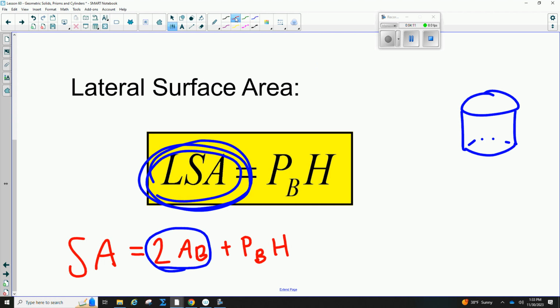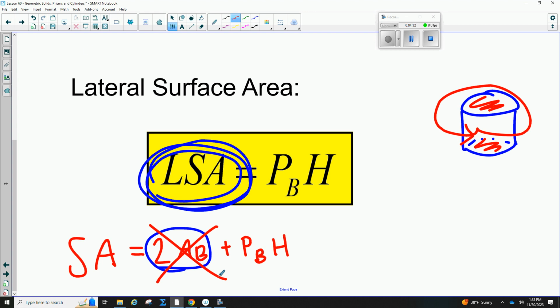Yeah, it would not be these two guys. It would be that thing that goes around it. Okay, that's the lateral surface area. Everything but the bases. So it is literally this formula without the bases. Okay, it's the perimeter of the base times the height. That gives you all the area of this part, or all the rectangles when we're doing the pentagon one.